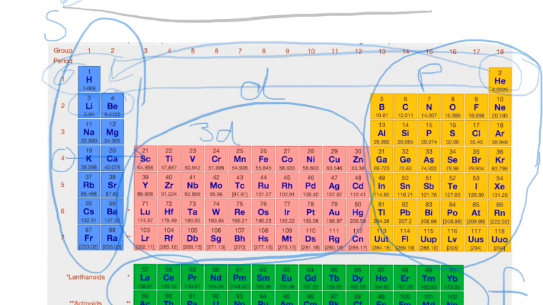So we have 1s, 2s, 3s, 4s, and 5s. These are the only ones that you need to worry about this year, and you only need to know up to element 38.